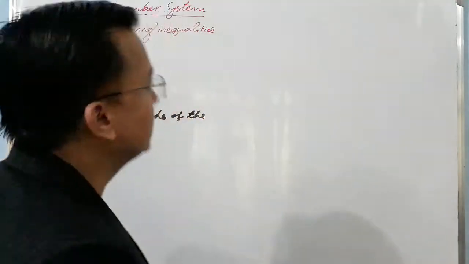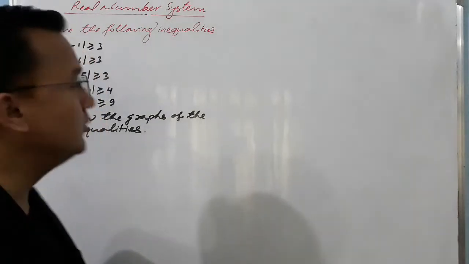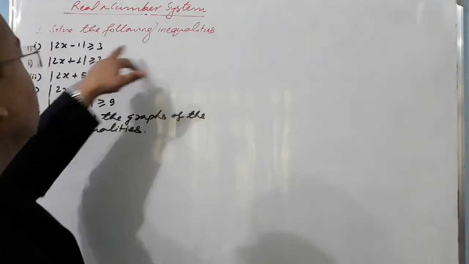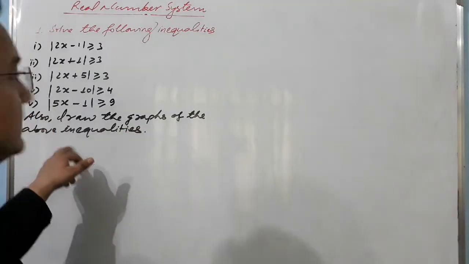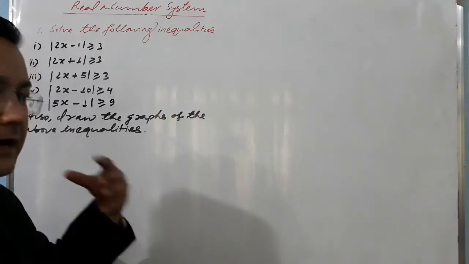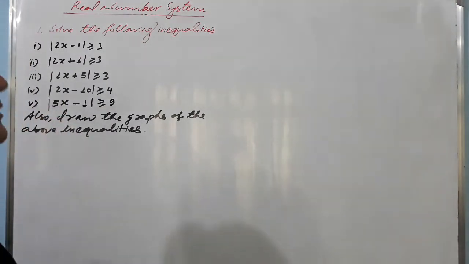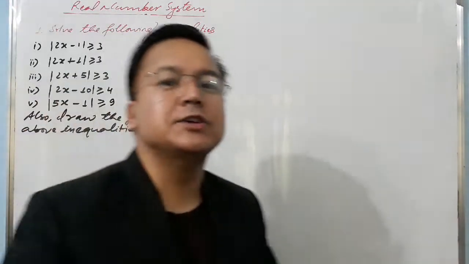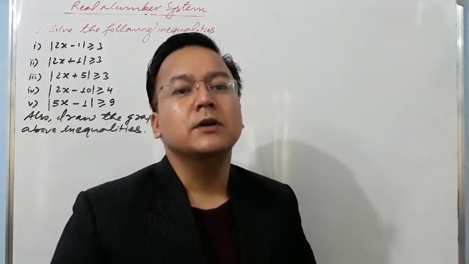Let's see today's topic. Today's topic is real number system. In real number system, I have taken questions. Solve the following inequalities, and also draw the graphs of the above inequalities. I've taken today's same type of question. I will tell you one, and I will leave the remaining questions for you for practice. For your kind information, I've taken these questions from a grade 11 book.